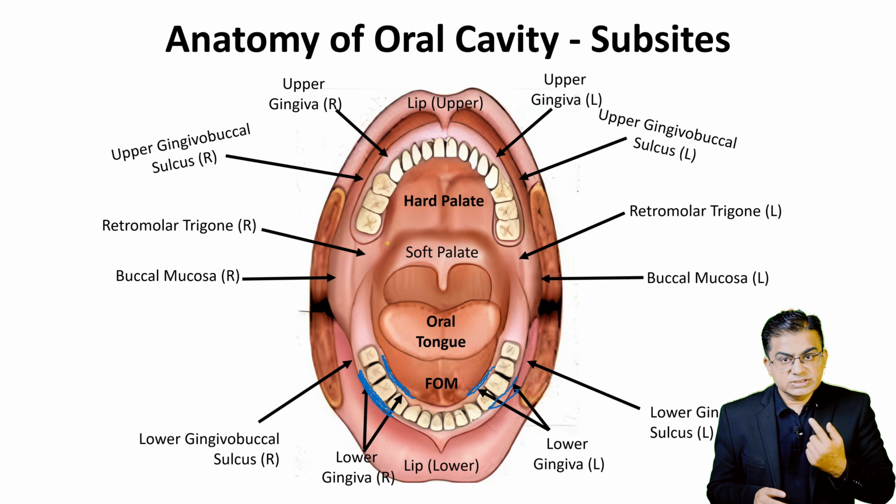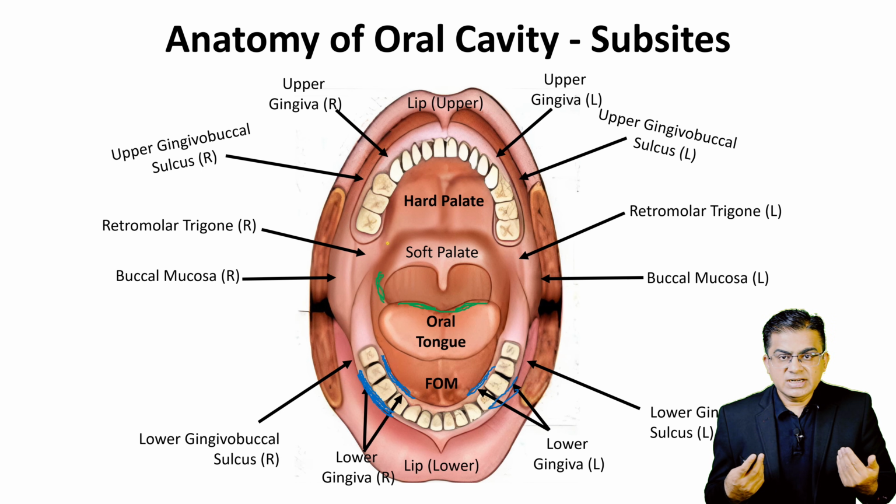Then continuing posteriorly from the hard palate, we have soft palate, which is not a part of oral cavity. It is a part of oropharynx. You can also see some subsites of oropharynx in this image. You can see little bit of base of tongue, anterior tonsillar pillar, little bit of lateral and posterior pharyngeal wall, and of course entire soft palate and uvula.